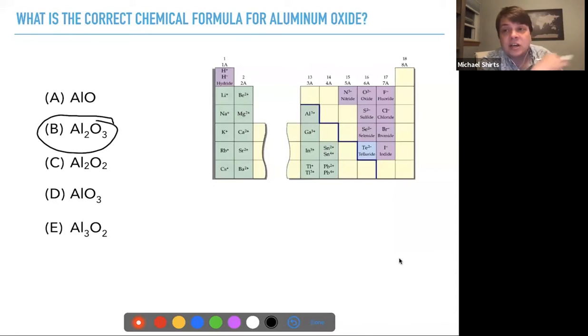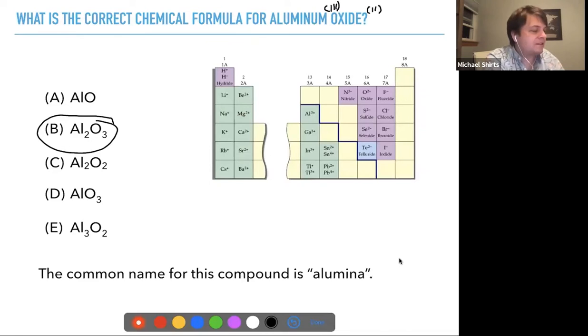So we don't need to say Al2O3 in the name. We don't need to put a 2 here and a 3 there, because aluminum always has the same charge. So aluminum oxide is enough to uniquely say it's going to be Al2O3. The common name for this compound is alumina.